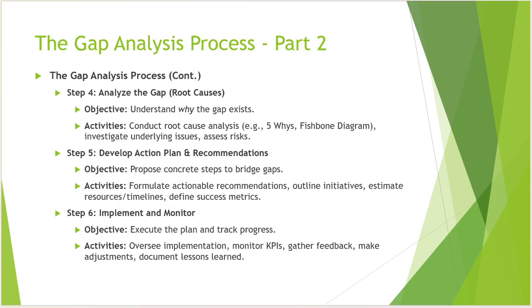And then implement and monitor. Once all the above five things are done, we implement that in a production environment, and monitor whether the gap is closed and gives a good experience to the user or is working how we want. So execute the plan, track the progress and take feedback, and then if required, again do the gap analysis and again do the product enhancement, system enhancement. Oversee the implementation, monitor the KPIs, gather the feedback, make adjustments and document the learnings. So that's the implementation and monitor step. Let's move on to the next slide.